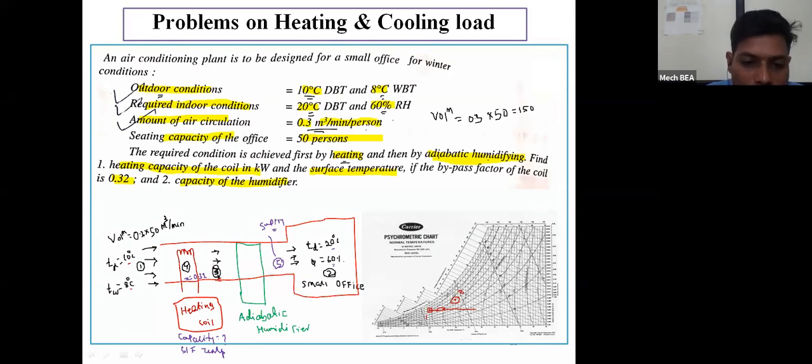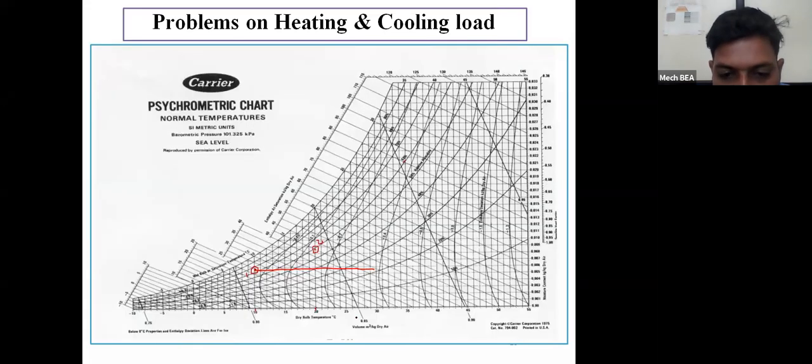But what I know is that the 3 to 2 process is the adiabatic humidification process. Adiabatic humidification means cooling and humidification process, and it will only occur at a constant wet bulb temperature or at a constant enthalpy. So from point number 2, I will follow the constant wet bulb temperature line or constant enthalpy line, and where that line intersects the sensible heating process, that will be my point number 3.